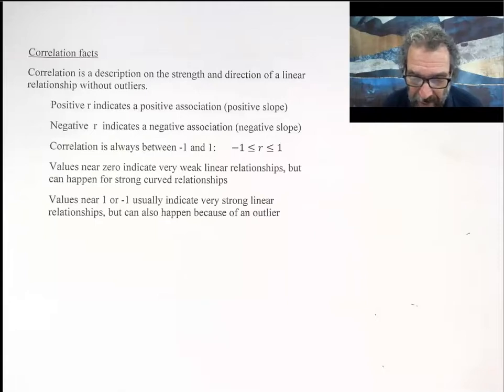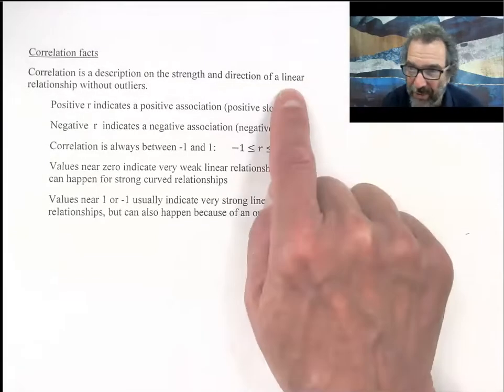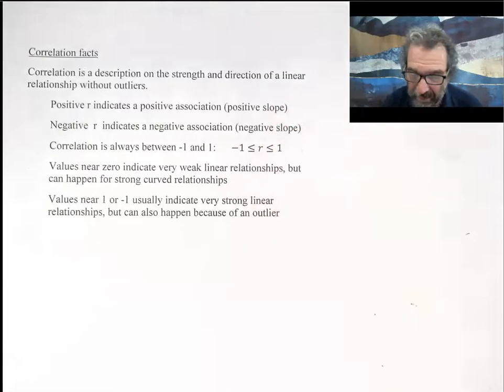This correlation is a description of the strength and direction of a linear relationship without outliers. Positive R indicates a positive association. So positive just means when X increases, Y increases. So if you think of a linear pattern, so we're thinking of a linear relationship when we talk about correlation, then that linear relationship should have a positive slope. Negative R indicates a negative association. That means the line representing the pattern would have a negative slope.